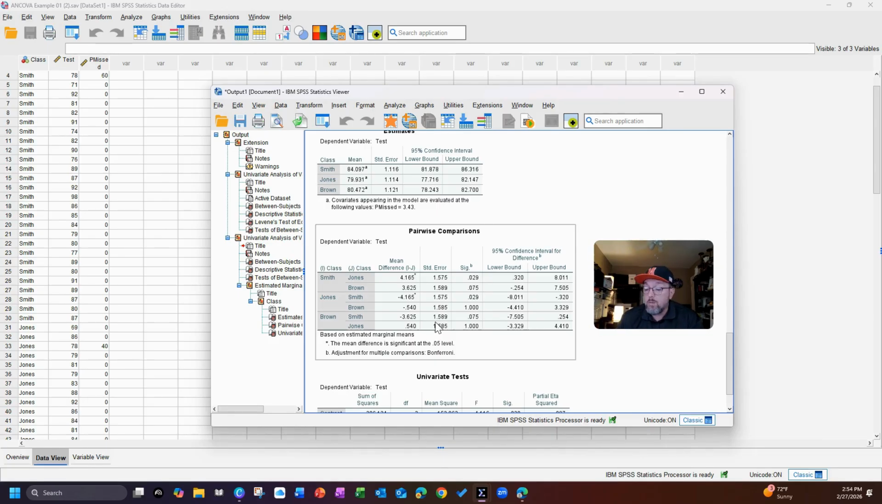In terms of meaningfulness, a partial eta squared of 0.087 reflects a medium effect size, so class membership accounts for approximately 8.7% of the variance in test scores even after accounting for attendance, which suggests that instructional differences between teachers have a real practical impact on student performance. The null hypothesis is rejected. There is a statistically significant and practically meaningful difference in the scores between classes after controlling for periods missed, and the difference is specifically driven by Smith's class outperforming Jones's class.